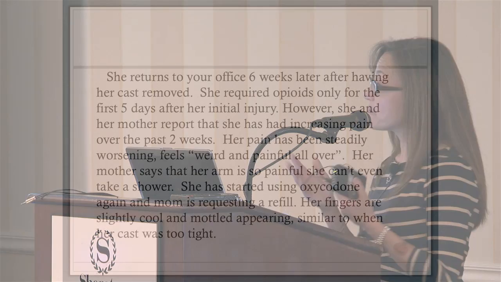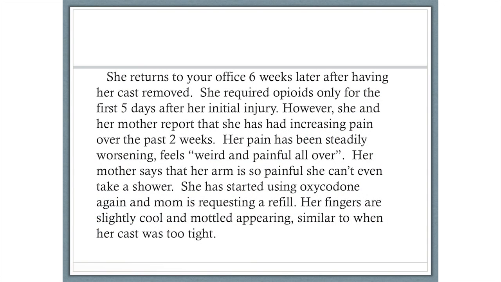So you were right. She had a cast that was too tight. It was bivalved. Things got better, and she went home. 6 weeks later, she comes back. She had her cast removed. Things went pretty well. She had opioids for a few days, and then pain resolved. And then over the last 2 weeks, her pain has been steadily worsening. And she says it feels weird.